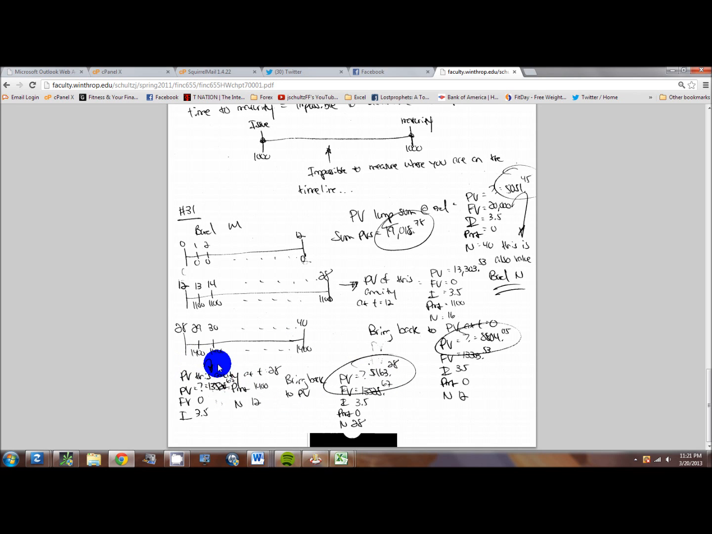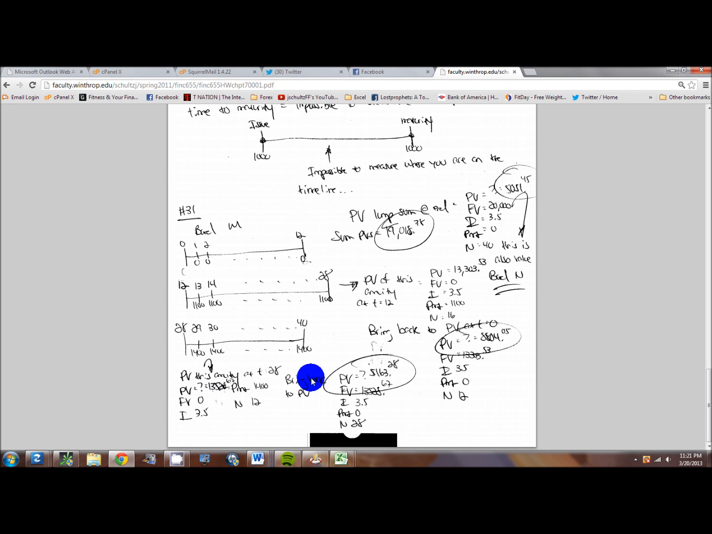So this guy I did down here, the present value of this annuity at time equal 28. For the same reasons we saw up here, your first payment is at 29, so the present value of those payments goes back to 28. So that's tough to read. That is 13,528.67. Right? And so obviously the setup is pretty straightforward. Future value 0, I 3.5, payment 1,400, and N is 12.